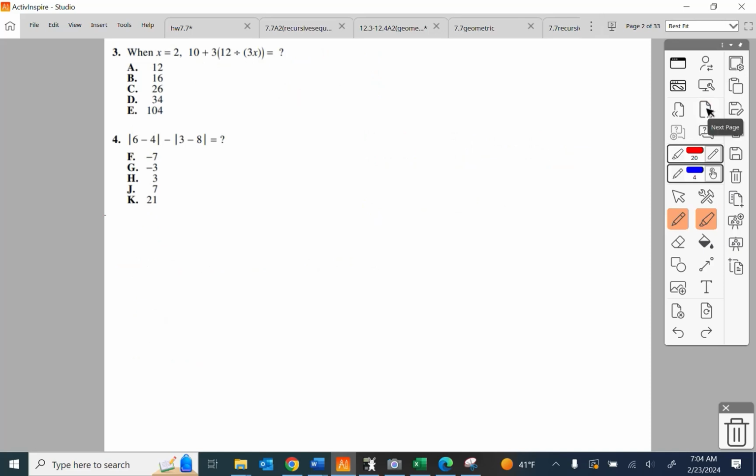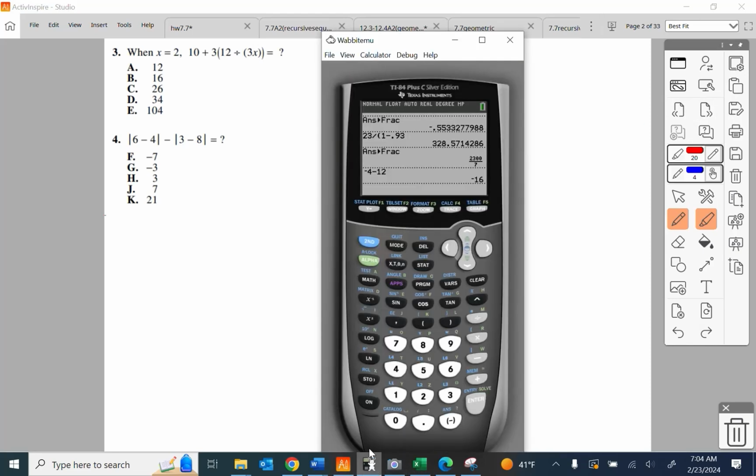When x is 2, 10 plus 3 times 12 divided by 3x is equal to what? Now, like I said, I'm not trying to teach algebra here. I'm going to take a 2 and store it to x. If you have a TI-84 at home, play along. 10 plus 3, I see a set of parentheses. 12 divided by, and I'm going to put in their parentheses too, 3x. Close, close, just as it was written. And it's 16.